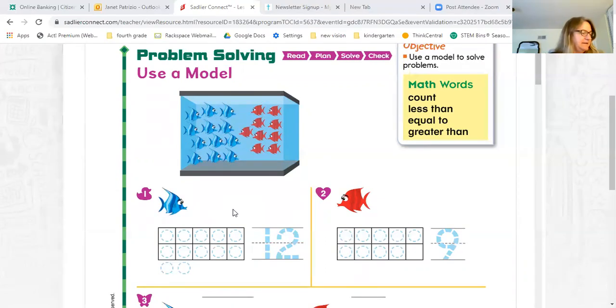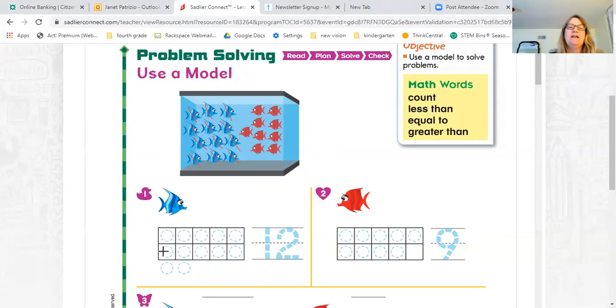So, duck number one. For duck number one, we are going to count the blue fish and color in one circle, one counter for each blue fish. Now, remember, when we count, we put a line through it so we don't accidentally count one too many times or miss one out. So for this one, we're going to count: one blue fish, 2, 3, 4, 5, 6, 7, 8, 9, 10, 11, 12. There are 12 blue fish.